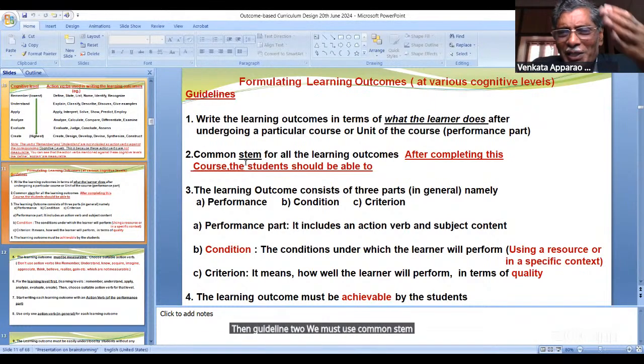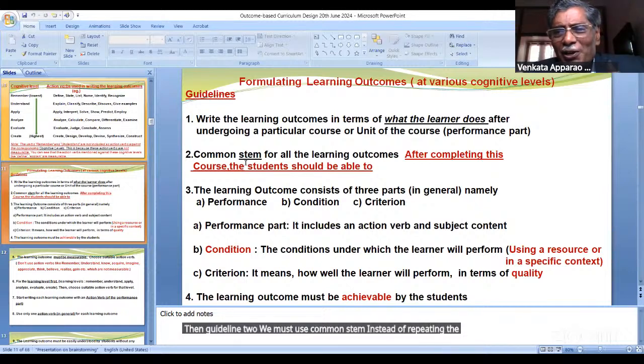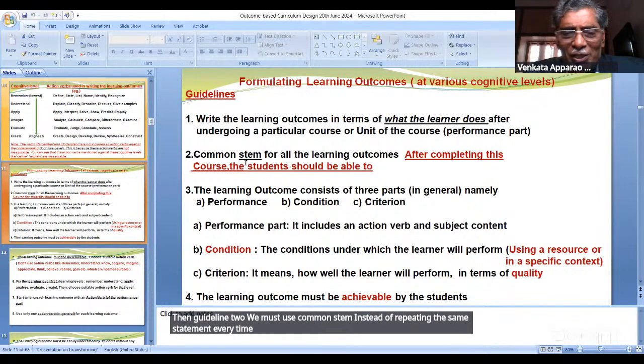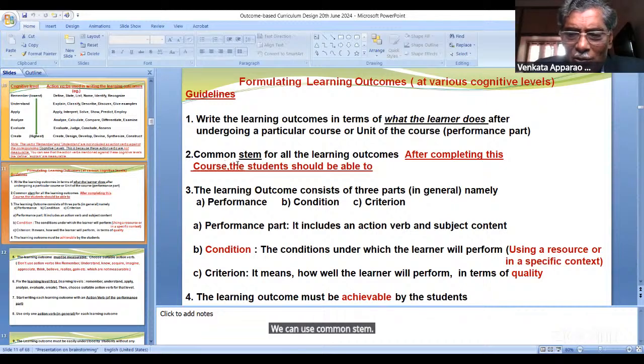Instead of repeating the same statement again and again, we can use a common stem for all the learning outcomes. What is the common stem? After completing this course, the student should be able to. That is the common stem.